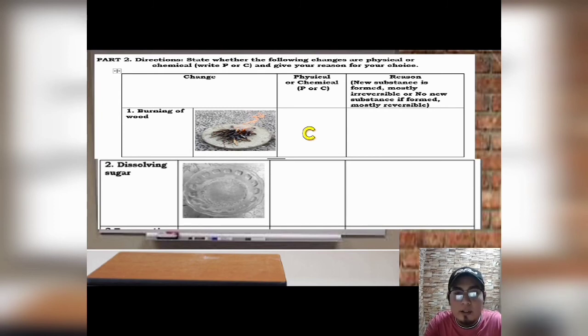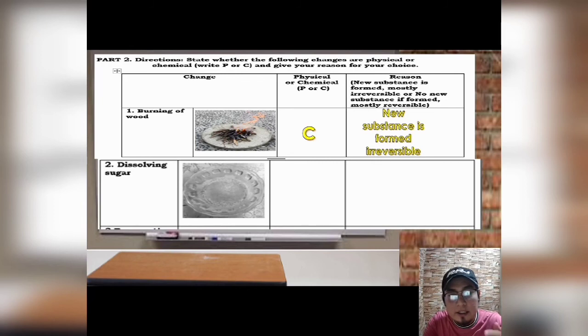Okay. So, sir, ano pong magiging reason namin? Unang-una, the first reason is this one. There is a new substance formed or irreversible. Sir, paano namin masasabi na siya ay chemical change? Unang-una, there is a new substance form, yung ash. Okay, pangalawa, nakapag-produce tayo ng heat and light. So, isa rin yun sa mga reason para masabi natin na merong chemical change.